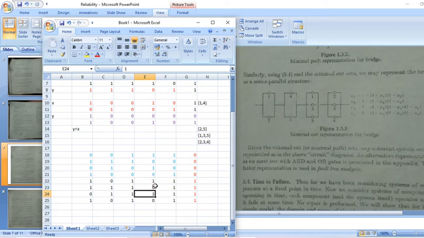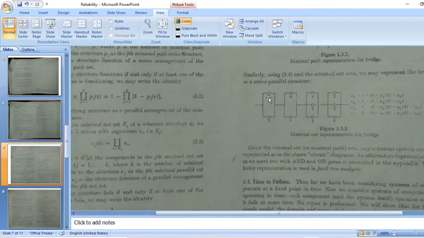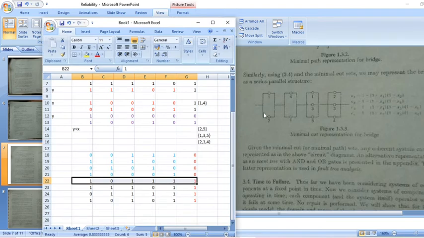1 1 0 1, 1 0 0 1. Okay, so if at least one component in the minimal path is functioning, the system will be functioning. So that can be viewed here. Okay, so we can represent it as a parallel connection. 1 2 in parallel, 4 5 in parallel, 1 3 5 in parallel, 2 3 4 in parallel.